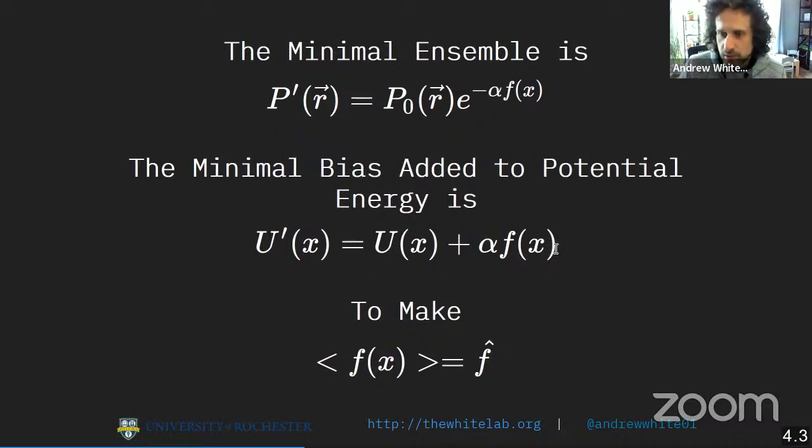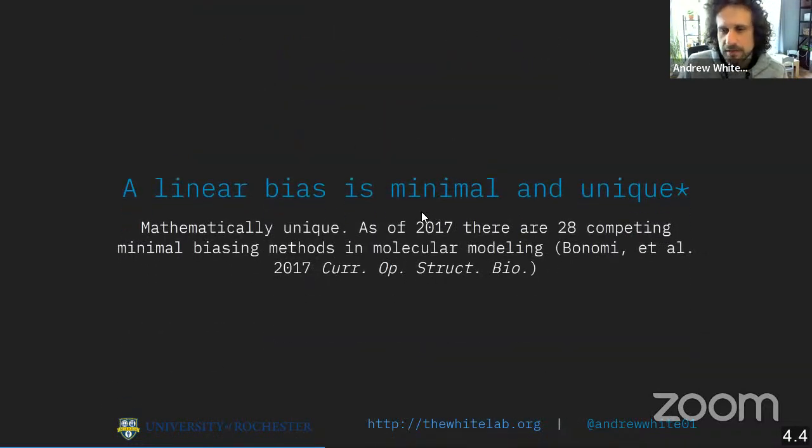We always know that the maximum entropy or the minimum relative entropy solution to the problem is always to have a linear bias or a linear constraint in our system. I guess I should say linear restraint. So we know that the linear bias is minimal and unique. I'm not talking about it here, but you can show that it's mathematically unique.